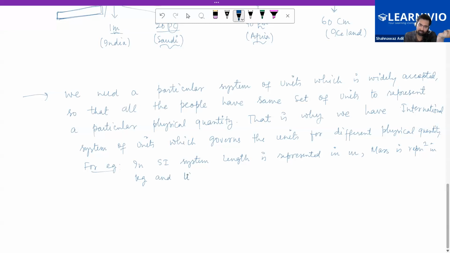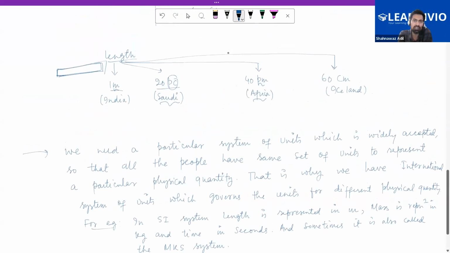and time in seconds. So all over the world, we'll measure the same quantity in these units only. Then we will not have any confusion. And sometimes it is also called the MKS system.